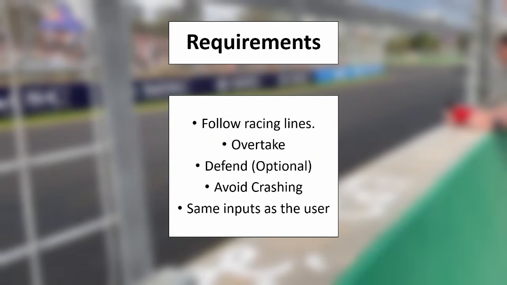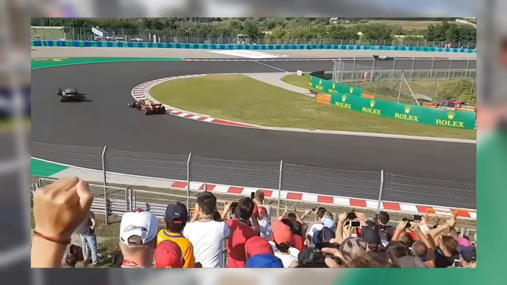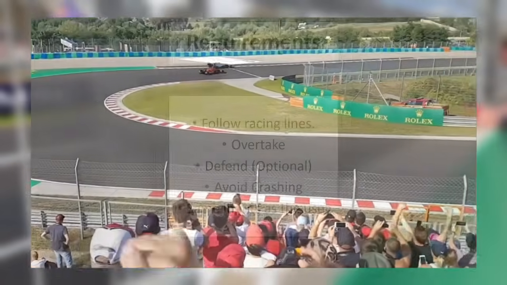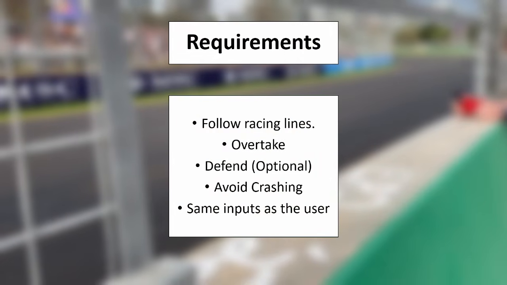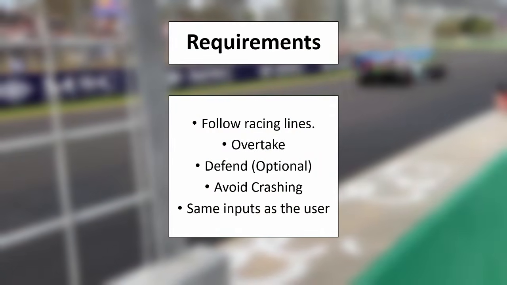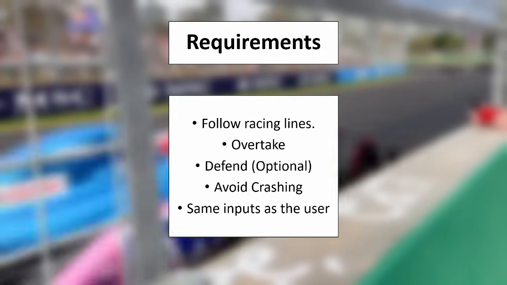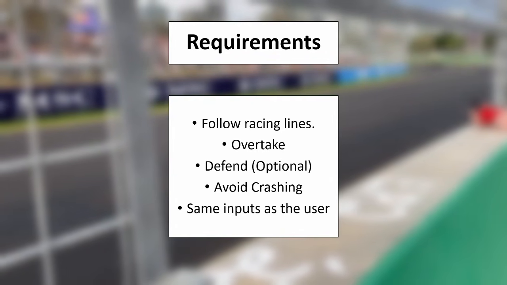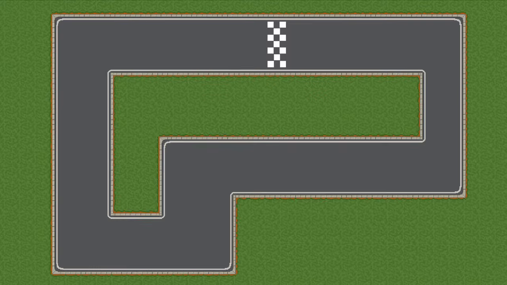You should also be able to overtake other drivers that are slower, as well as possibly defending its position. You should reasonably avoid crashing and do all this while using the same inputs as the player, so no cheating. Here we have an example track on the screen. The racing line on it would look something like this. Or maybe not, I'm not a motorsport expert.